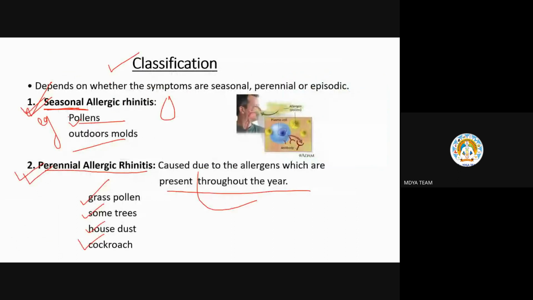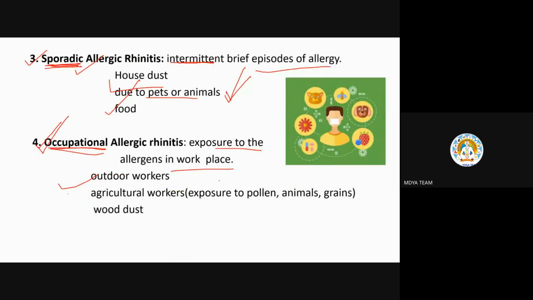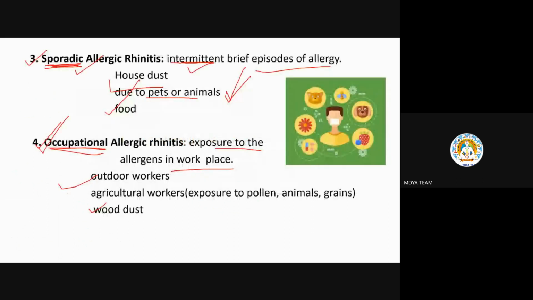So it is very easy with the name itself. Seasonal allergic rhinitis is in different seasons. Perennial is throughout the whole year. Sporadic means not in regularity, so intermittent, sometimes it happens. And occupational is at your workplace, like someone who has wooden work or anything at the workplace could develop it, and it is called occupational allergic rhinitis. With this, allergic rhinitis is completed.